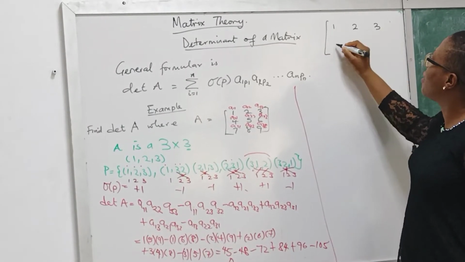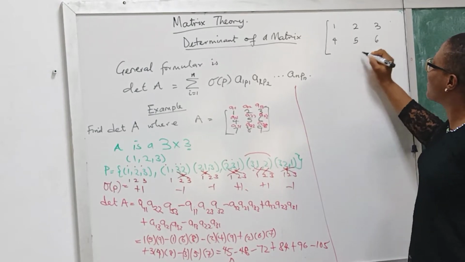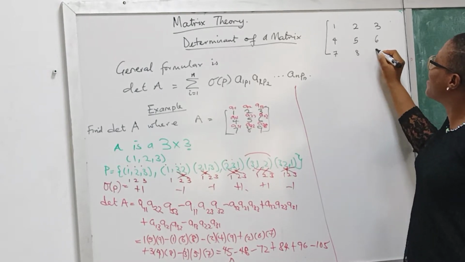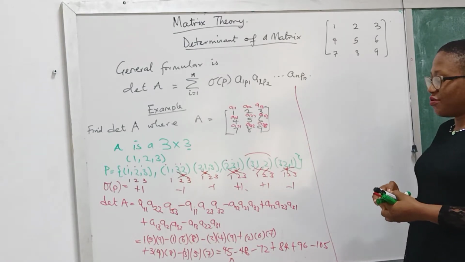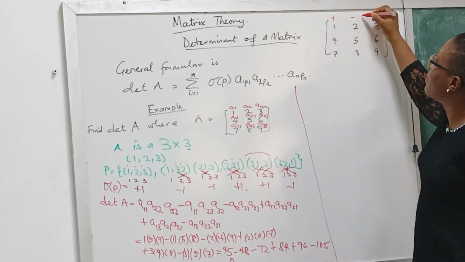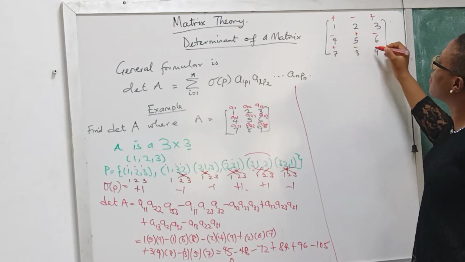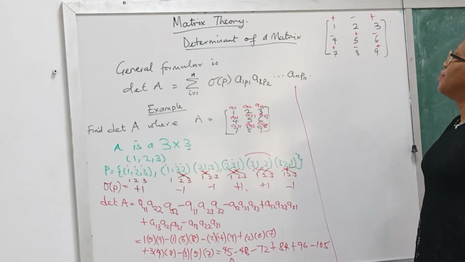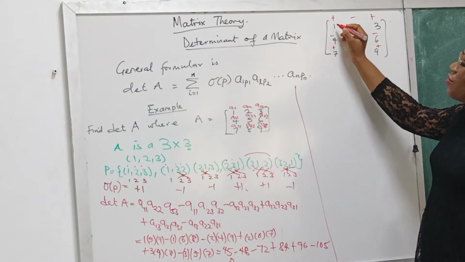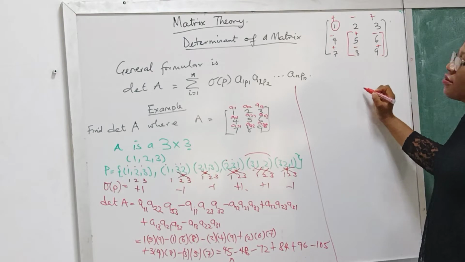So the matrix is 1, 2, 3, 4, 5, 6, 7, 8, 9. The next thing to do is to write plus, minus, plus, minus, plus, minus, plus, minus, plus. After that, you take 1 times this new matrix.